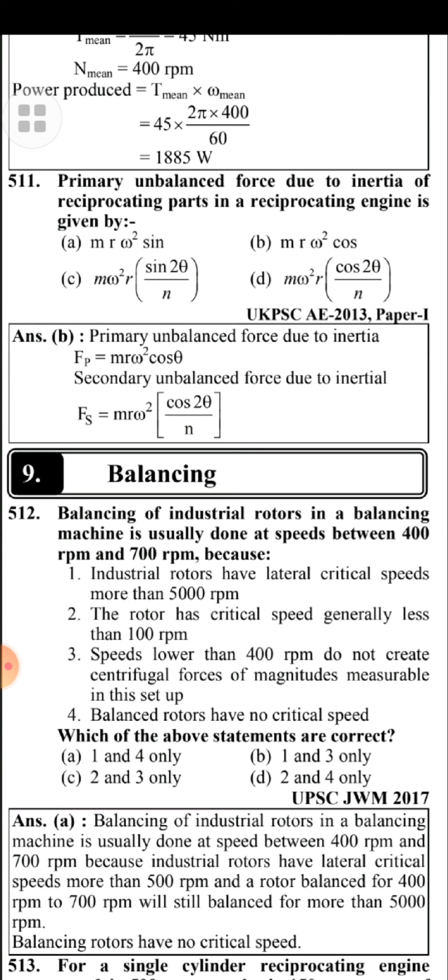Balancing of industrial rotors in a balancing machine is usually done at a speed between 400 rpm and 700 rpm because industrial rotors have lateral critical speed of more than 500 rpm, and the rotor balanced at 400 rpm to 700 rpm will still be balanced for more than 5000 rpm. A balanced rotor has no critical speed.